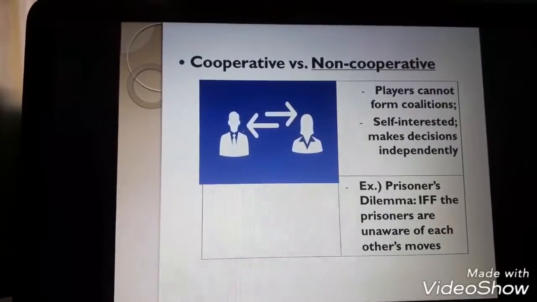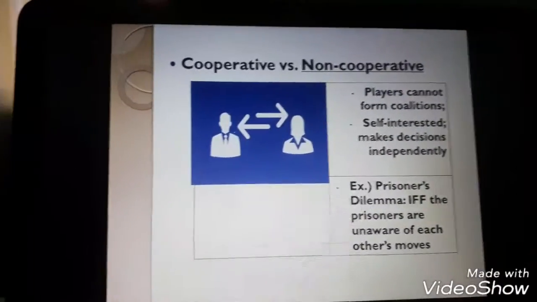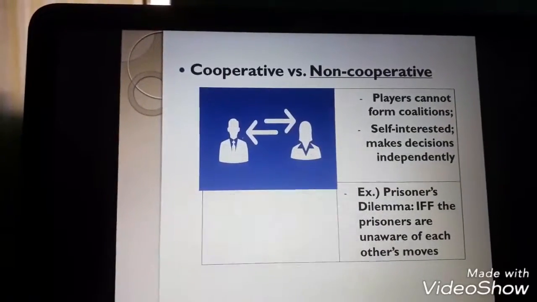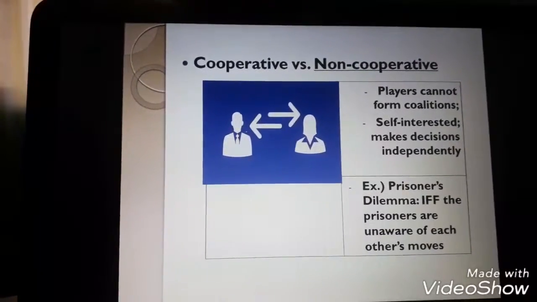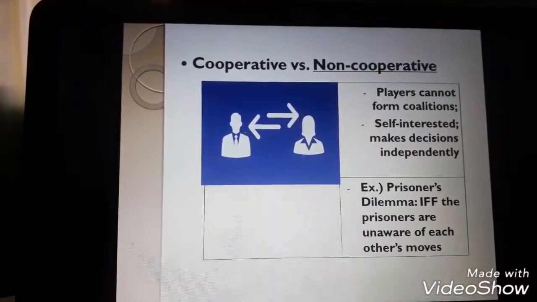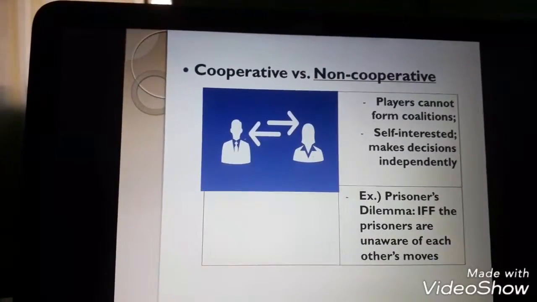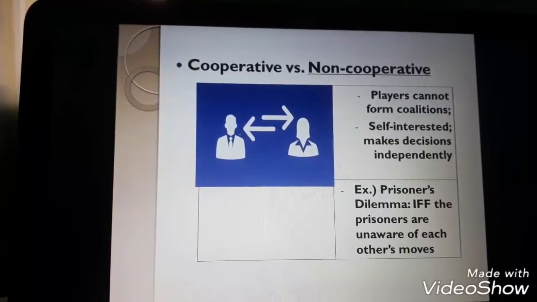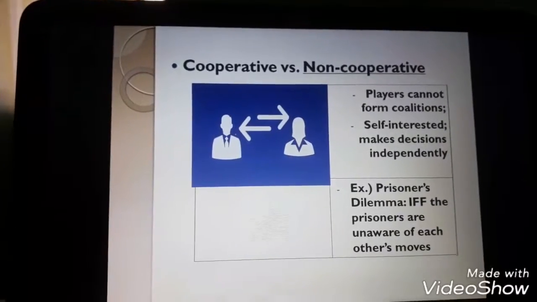Relating non-cooperative games back to the prisoner's dilemma model again, the only time that this model can actually be seen as non-cooperative is if the prisoners did not coordinate beforehand about their strategies and payoffs. So, meaning to say, the prisoners end up making decisions based solely on self-interest.